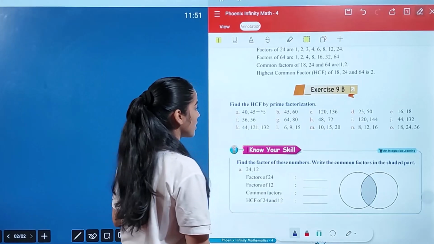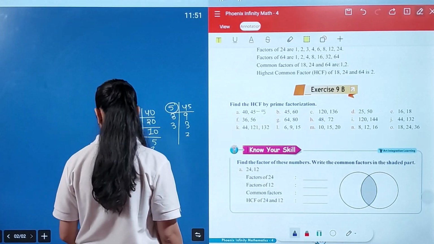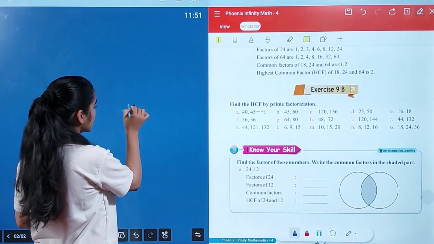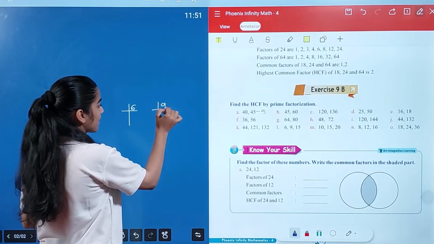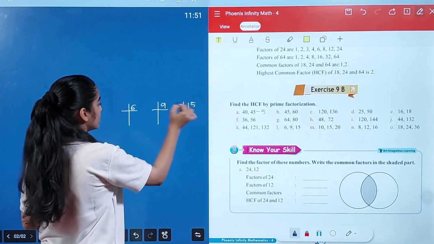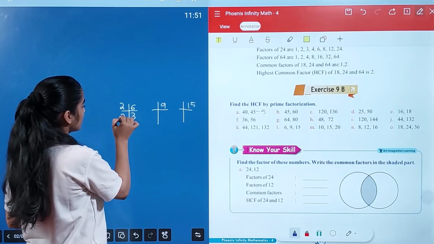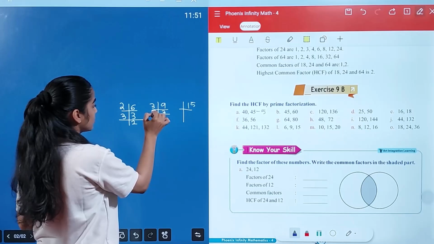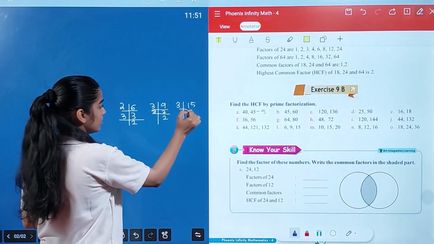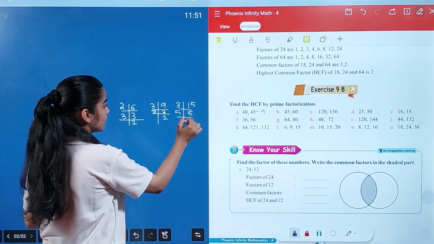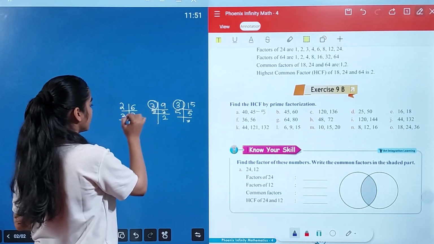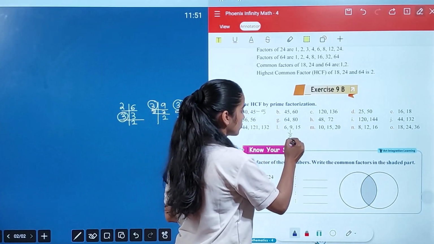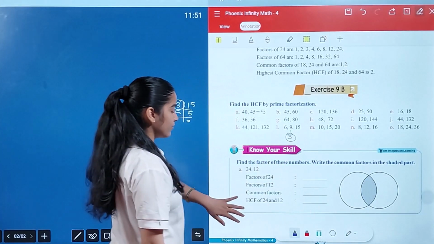Okay. After this we have 45 and 60. So let's take one more example from question number 1. So we take 6, 9 and 15. So 2, 3, 3, 1, 3, 3, 1, 3, 5, 5, 1. So in all of these we have a common factor of only 3. So this is our highest common factor.